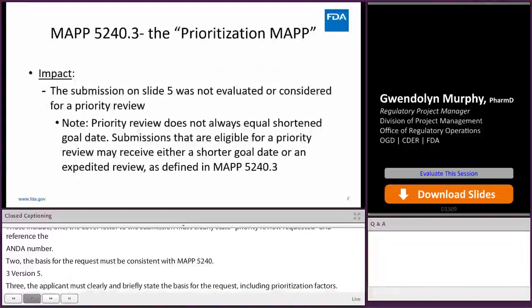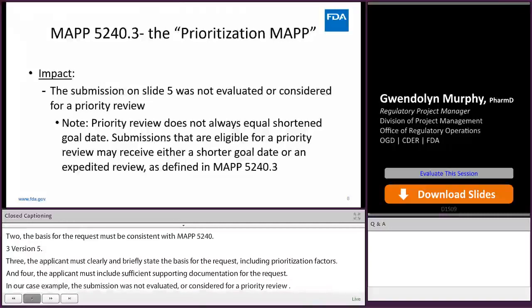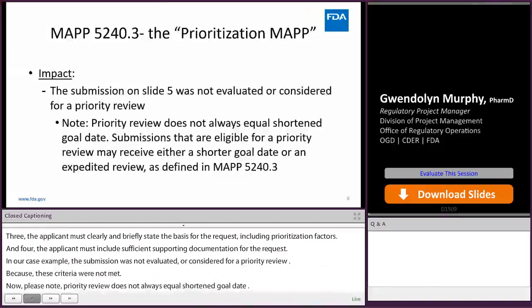In our case example, the submission was not evaluated or considered for a priority review because these criteria were not met. Now please note, priority review does not always equal a shortened goal date. Submissions that are eligible for a priority review may receive either a shorter goal date or simply an expedited review, as defined in MAP 5240.3.